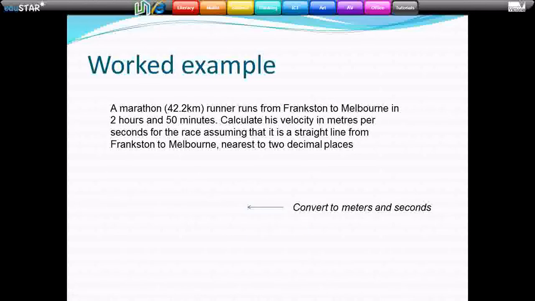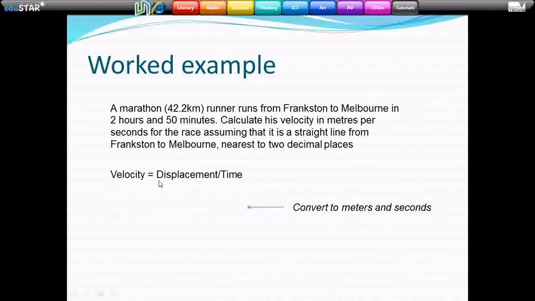Okay, a slightly more challenging one. We've got a marathon runner and they've run from Frankston to Melbourne, and it took them 2 hours and 50 minutes. What we need to do is calculate his velocity in meters per second for the race, assuming that it is a straight line between Frankston and Melbourne. And we need to calculate that to 2 decimal places.